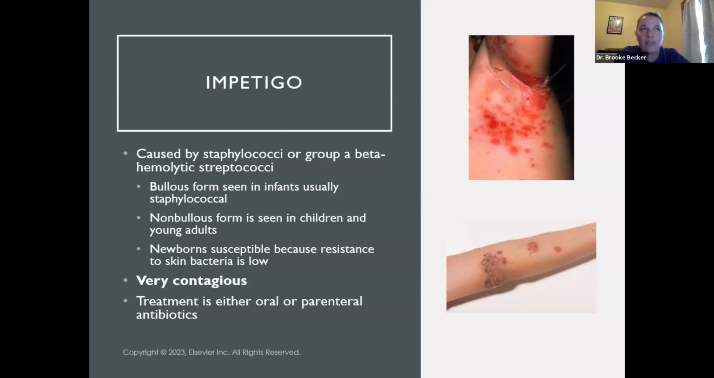And of course, if their entire body or most of their body is looking like this and they're having fever and more systemic kind of signs, then they'll get IV antibiotics. But a lot of times parents will come in before it looks like this even. Okay.